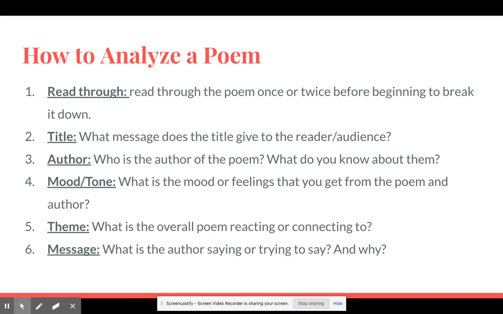The first thing you want to do when you're looking at a poem is read through it. You're going to read through the poem once or twice before beginning to break it down. Then after that, hopefully you can get the theme or what it's getting at. And then number two would be the title.